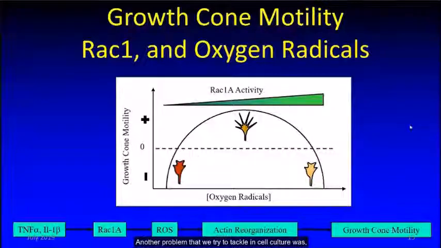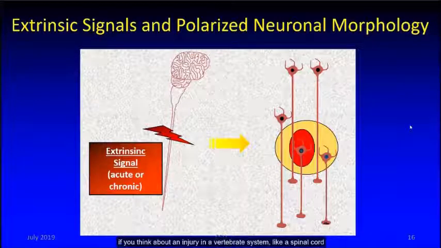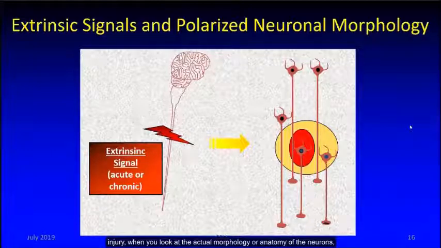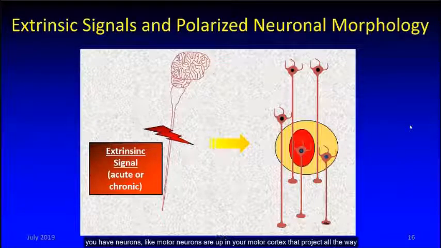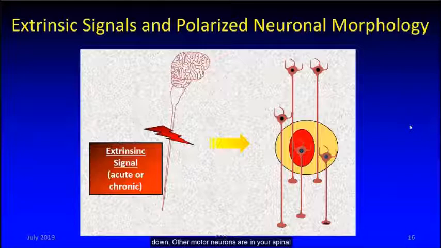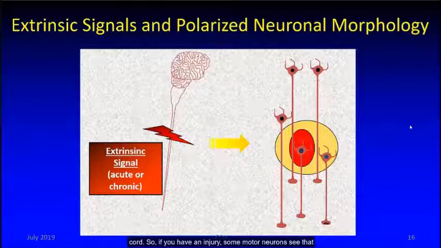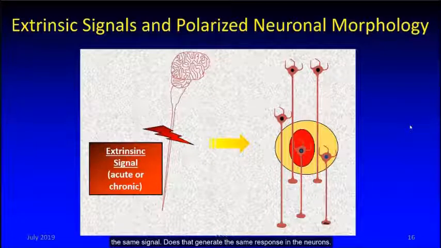Another problem that we tried to tackle in cell culture was, if you think about an injury in the nervous system, like a spinal cord injury, and you look at the actual morphology or anatomy of the neurons, you have neurons like motor neurons that are up in your motor cortex and project all the way down. Other motor neurons are in your spinal cord. So if you have an injury, some motor neurons see that pro-inflammatory signal at the cell body or the dendrites, and other neurons see it way out on the axon. And the question is, is that the same signal? Does that generate the same response in the neurons?